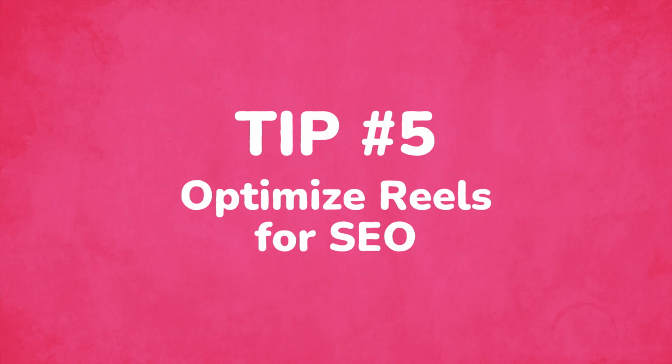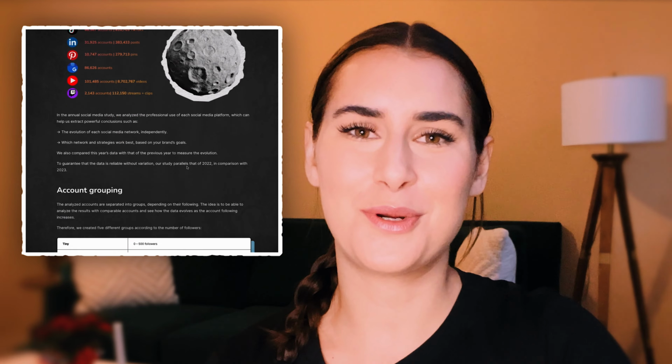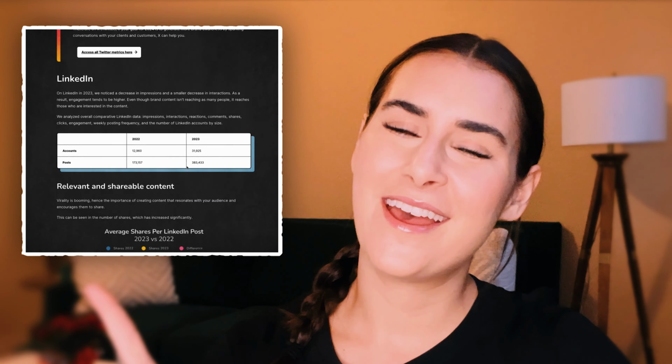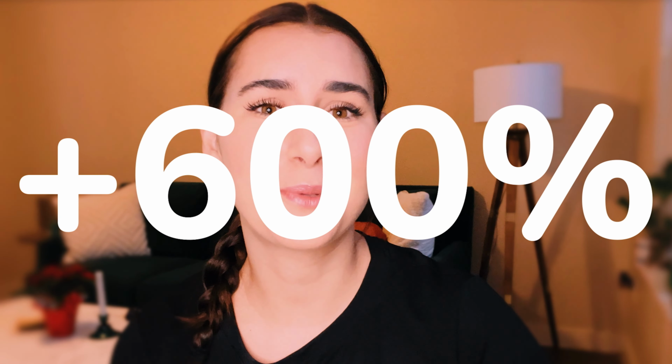For our 5th and final tip, we encourage you to optimize reels for SEO. In our 2023 social media network study, which you can read the full study here, we found that brands posted 600% more reels on Instagram. Okay, think about that. 600% more.